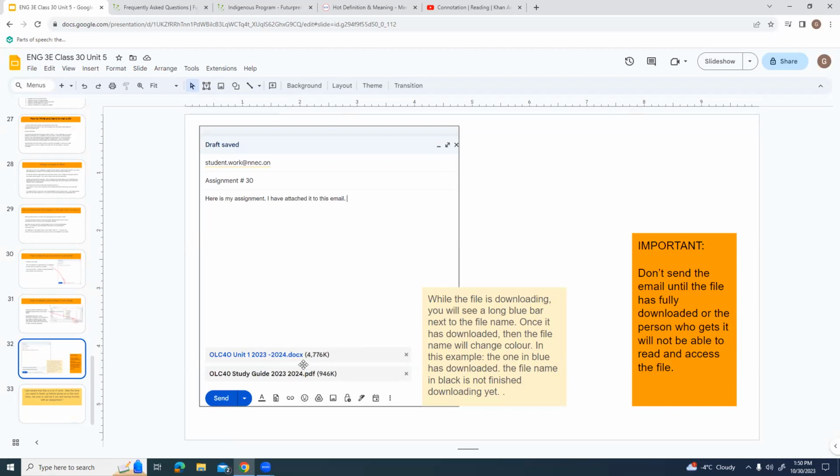Okay. It's really important. Don't send the email until the file has fully downloaded, or the person who gets it is not going to be able to read and access the file, right? I've had that happen a few times where people sent me an email with the work attached, but I think maybe they didn't wait quite long enough and it wasn't actually there for me to read. So that's one thing to keep in mind.